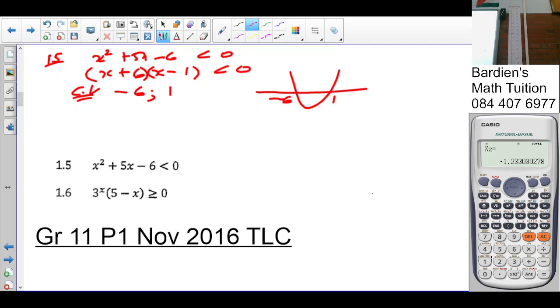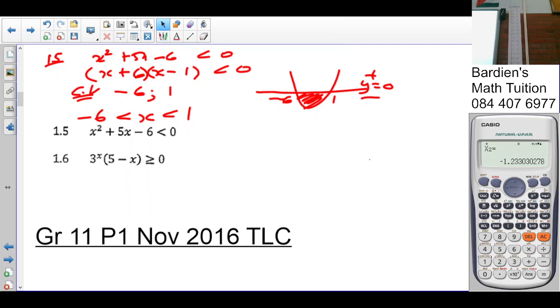Less than 0 means to say it must be below the line, not so? So it continues, or breaking solution? Continuous. So it must be written together. The inequalities will always go in this direction. Okay? So we're saying that x must be greater than negative 6, and x must be less than 1. Okay.